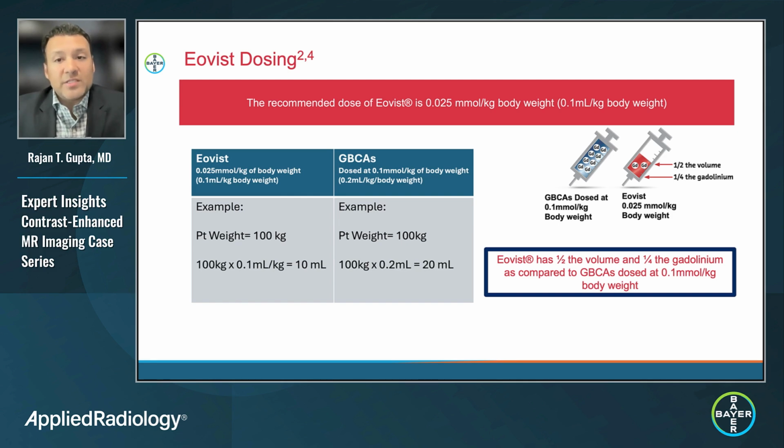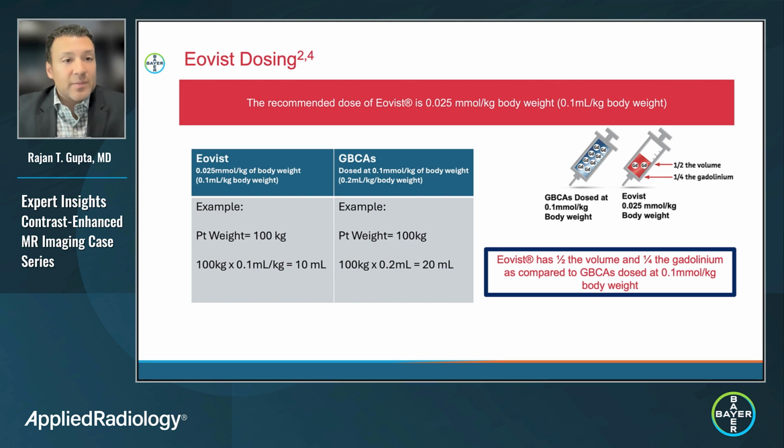Before we start to review some cases, I want to ensure you're clear on how EOVIST is dosed. Unlike other gadolinium-based contrast agents, EOVIST is dosed at 0.025 millimoles of gadolinium per kilogram, and the recommended dose of EOVIST is 0.1 milliliters per kilogram of body weight.